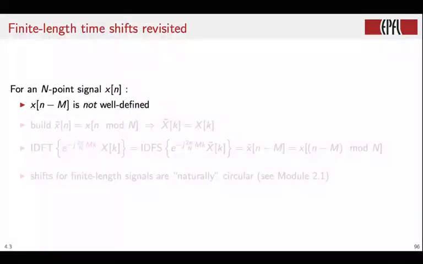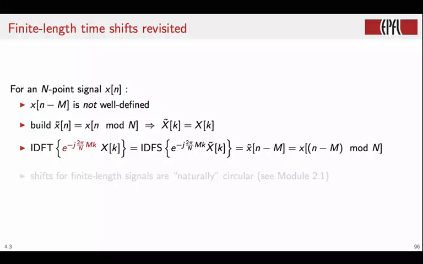So what happens for finite length signals? We saw that in this case a shift is not a well-defined operation, and we need to embed the signal into an infinite length signal either by building a finite support or a periodic signal. Now we can always build x tilde of n as x of n modulo big N. Mathematically the DFS of this periodic signal is equal to the DFT of the original signal. So the inverse DFT of the DFT of the signal times this delay factor that we showed in the previous slide is numerically equal to the inverse DFS of the same quantity.